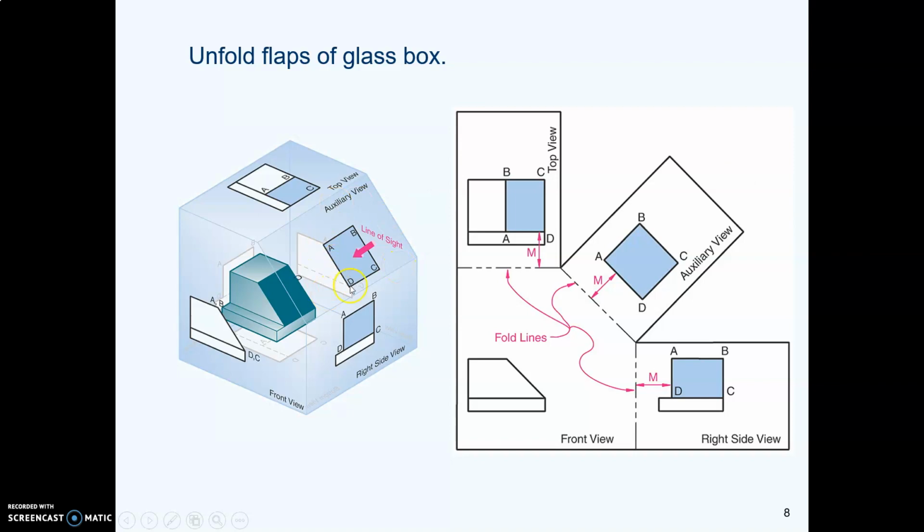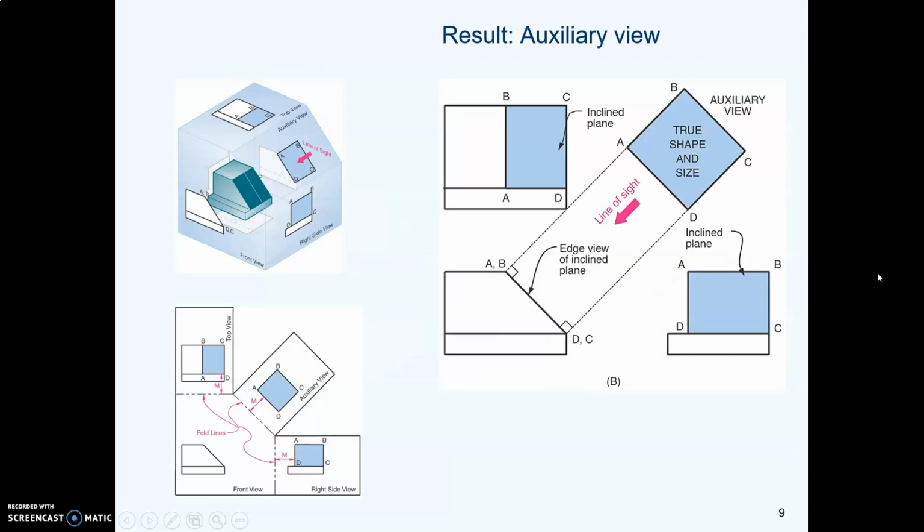And then we unfold the flaps of this box just like always. Well, I should have said, we trace each of the views in each of the flaps, then we unfold the flaps, and this inclined flap automatically winds up with an auxiliary view, which is true size and shape. It's a reflection exactly of that inclined surface. Here we are.